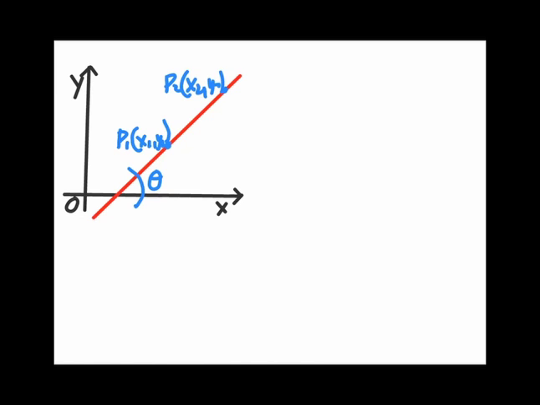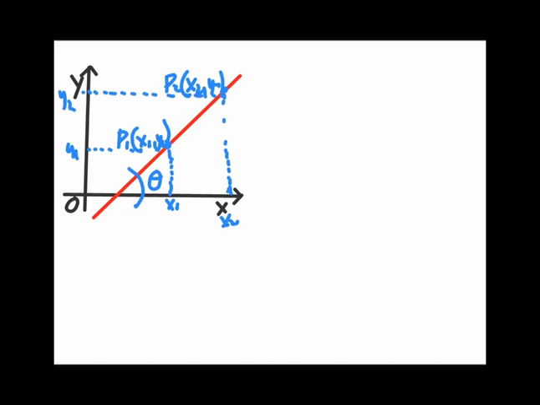Now, of course, this will be the value x1, okay, and this will be the value x2, right? Similarly, this will be the value y1, while this will be the value y2, okay?